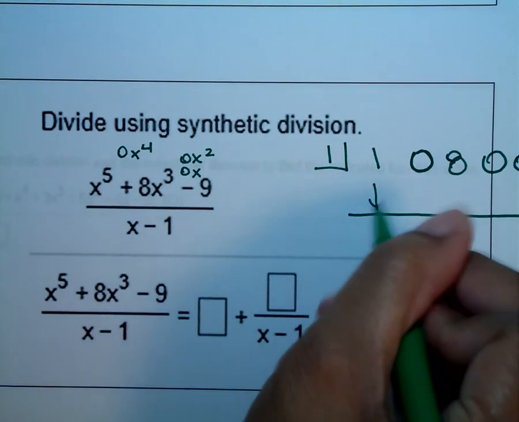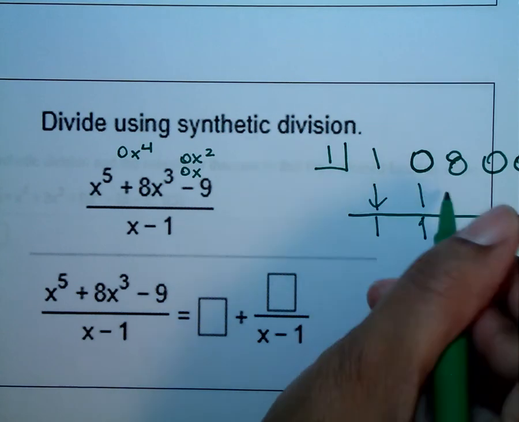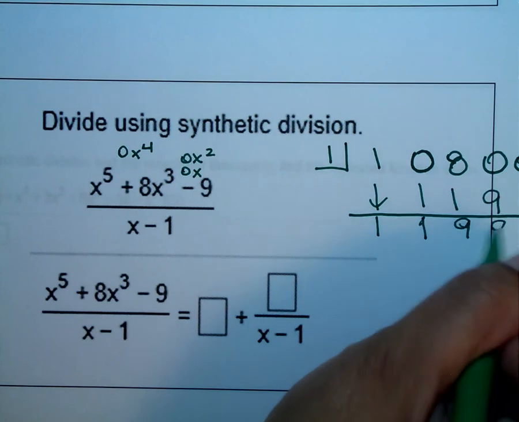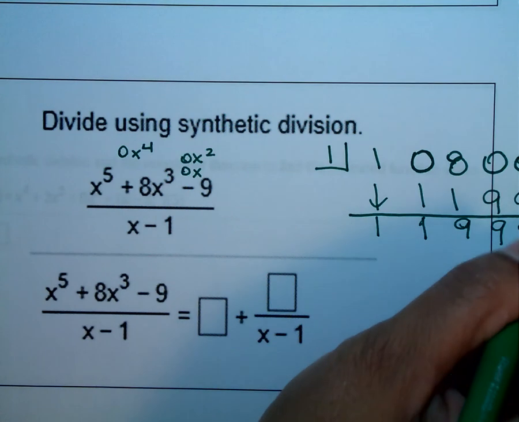Okay, so then I bring down my 1. 1 times 1 is 1. 0 plus 1 is 1. 1 times 1 is 1. 8 plus 1 is 9. 9 times 1 is 9. 9 times 1 is 9, and my remainder is 0.